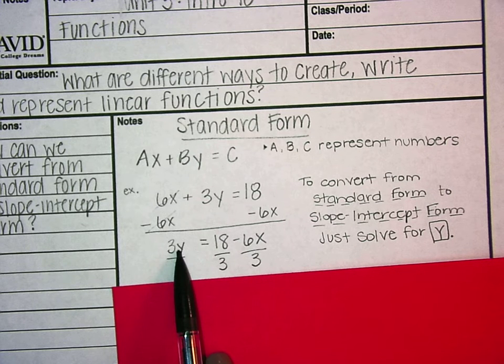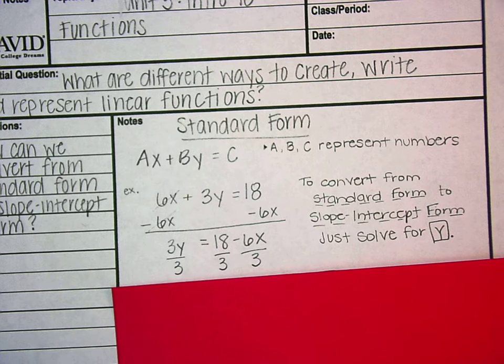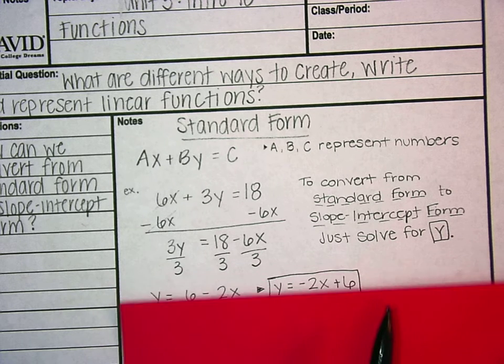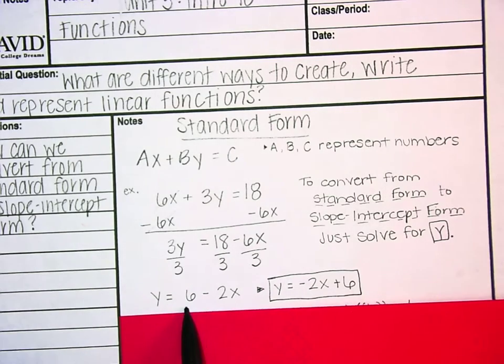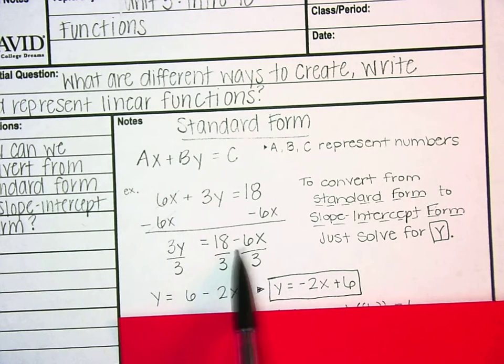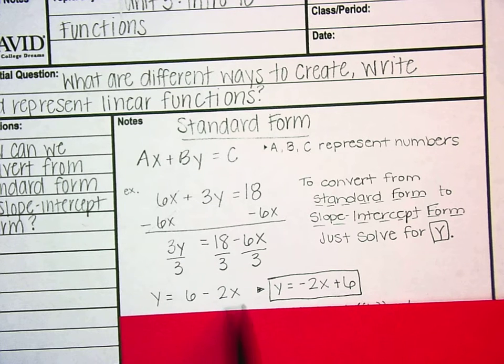To get y by itself, since we're multiplying by 3, the opposite is divide everything by 3. 3 divided by 3 is just 1. So you're left with y equals 18 divided by 3 is 6, minus 6 divided by 3 is 2, and then you bring your x down.